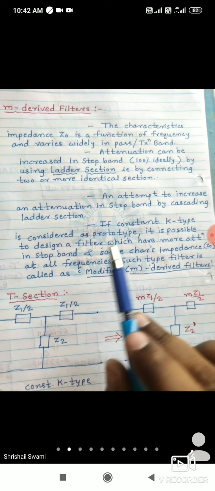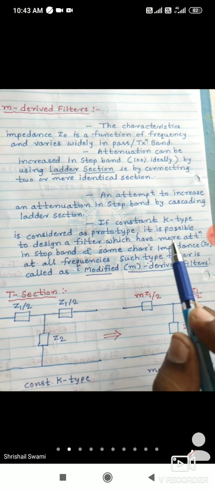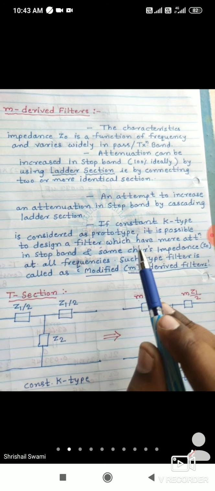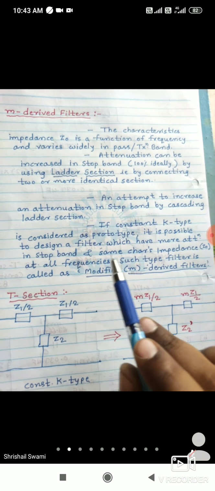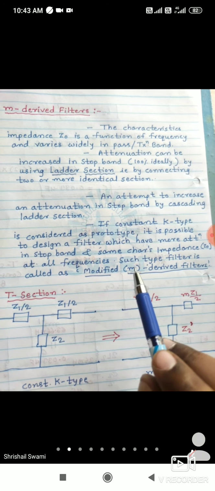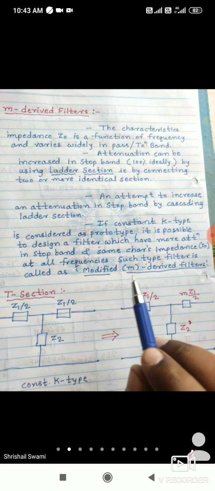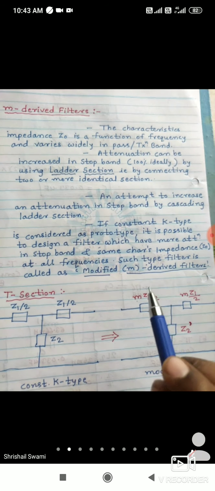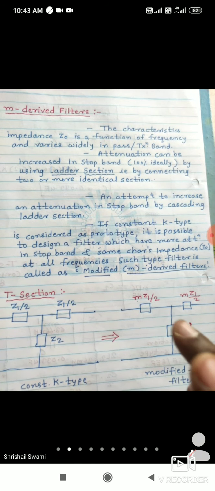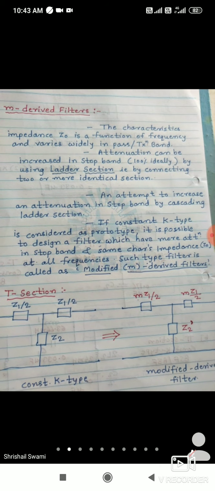If we consider the constant K type as a prototype, that is, base, and we design a filter which has more attenuation in stop band and the same characteristics impedance Z0 at all frequencies, then such a modified filter is known as the M derived filter. We are doing the modification especially in case of constant K type low pass filter and constant K type high pass filter.